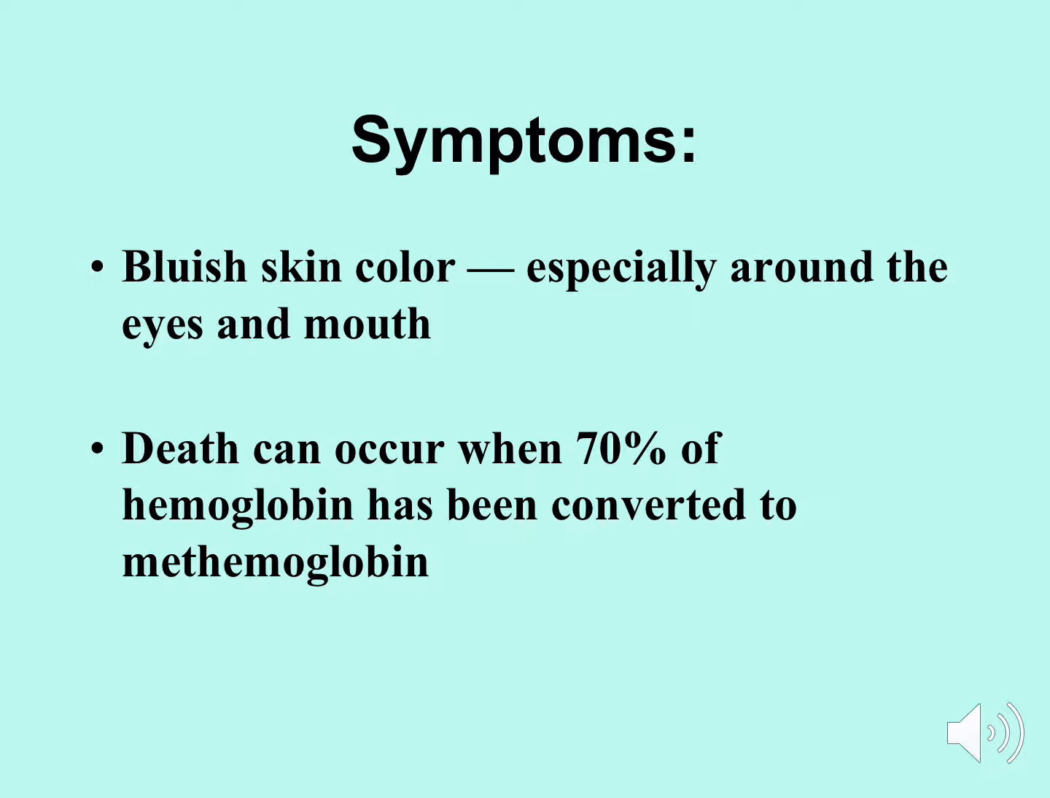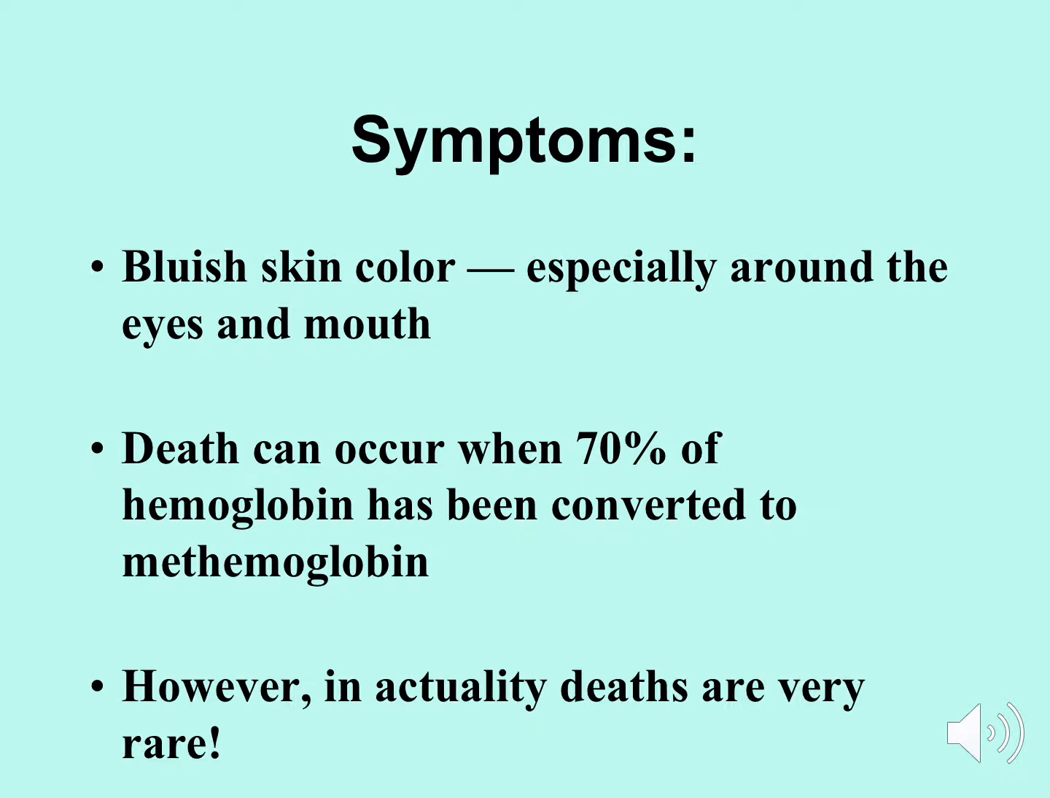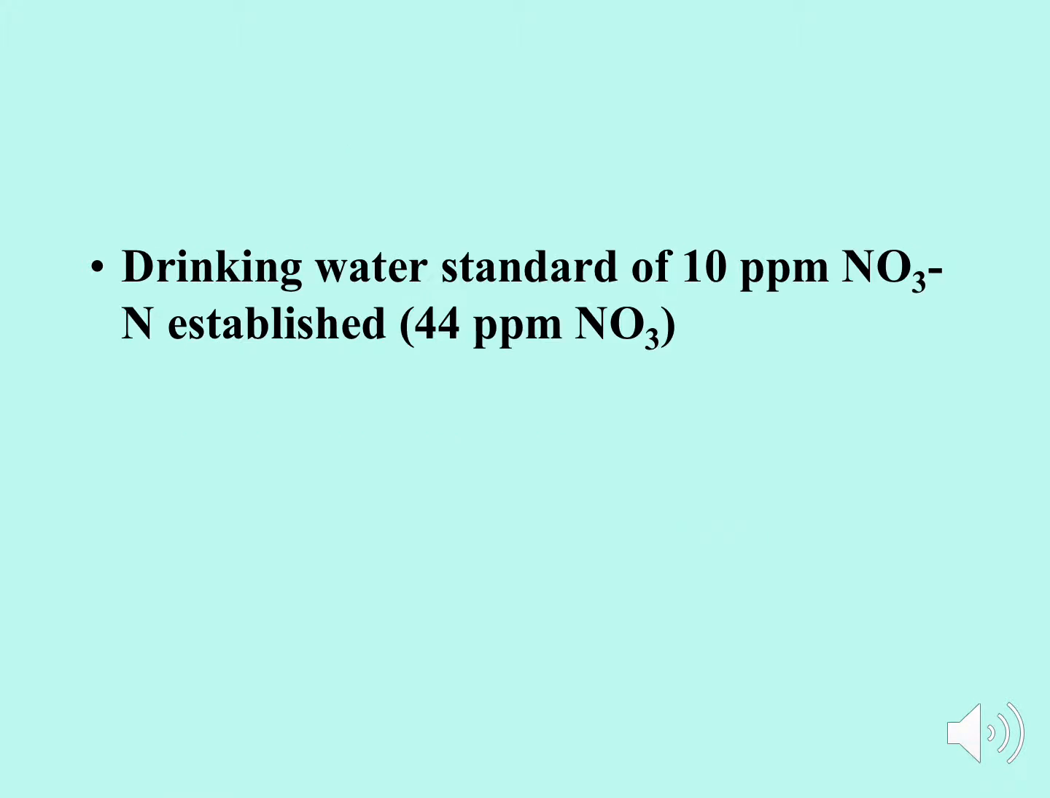In reality, because we recognize that nitrates are a problem, deaths are actually pretty rare. If you're an adult or you're over 6 months old, you don't have to worry about nitrites and methemoglobin. But if you're an infant, high nitrates could be toxic. Because of that, we have a drinking water standard that the Environmental Protection Agency has established.